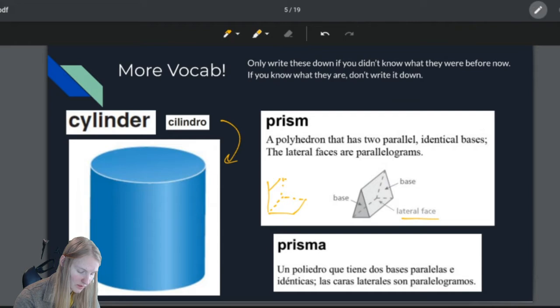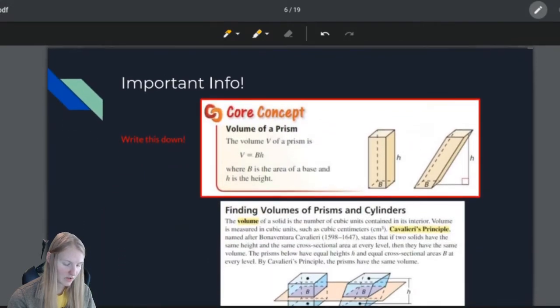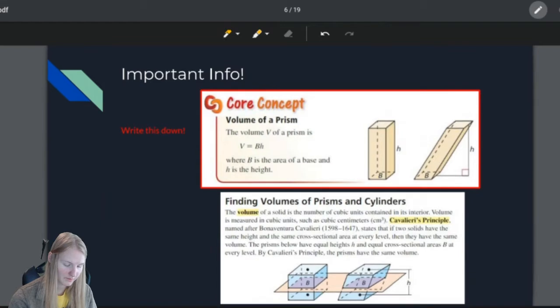My drawing skills fail me. There we go. A cube. Cube is also a prism. Alrighty, so now let's get into the actual volume of a prism. So we're going to learn how to find the volume of both of these types of prisms.